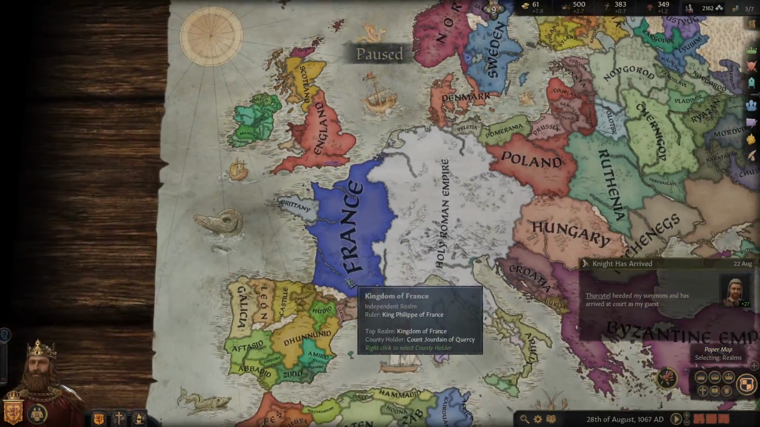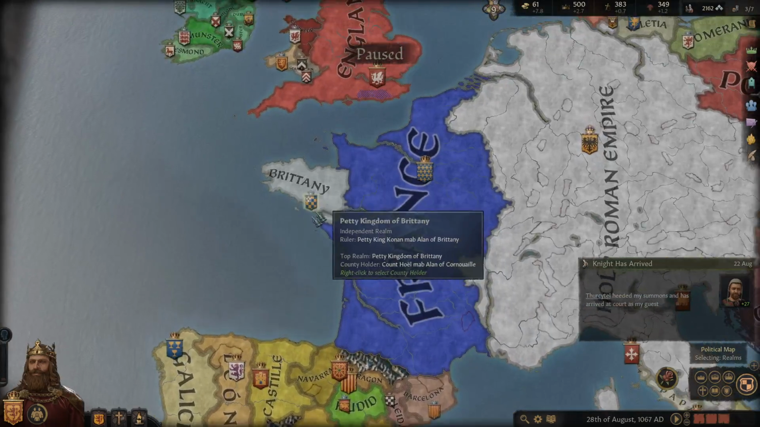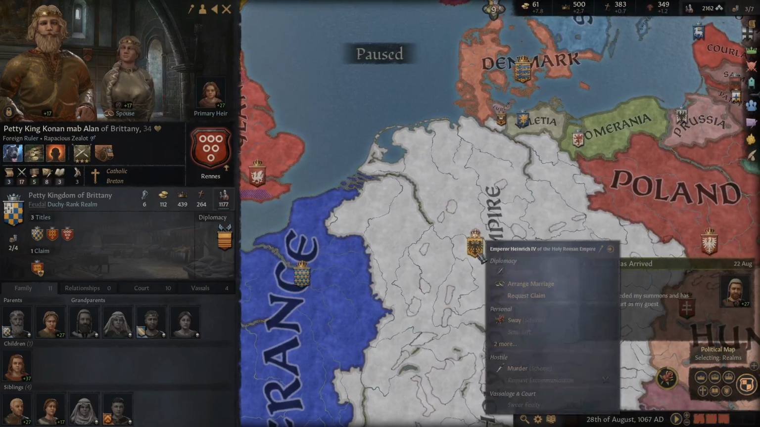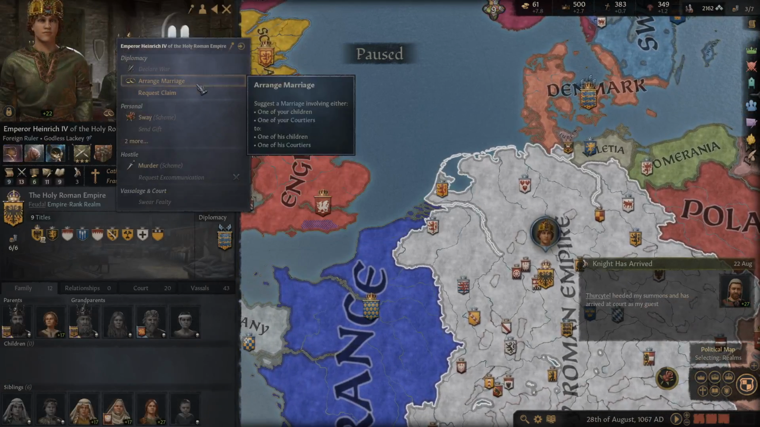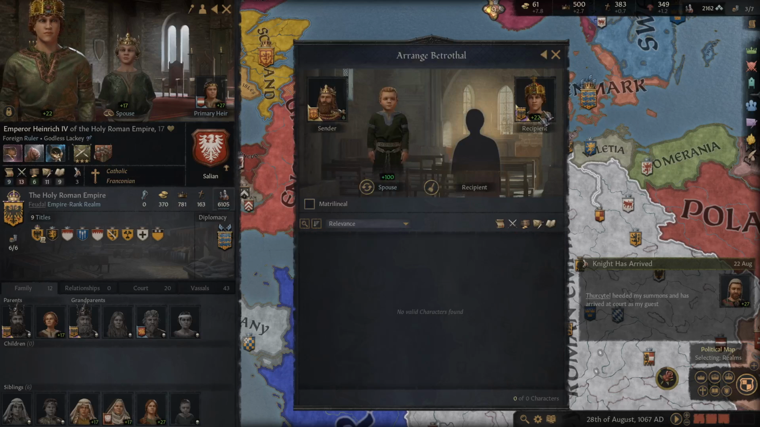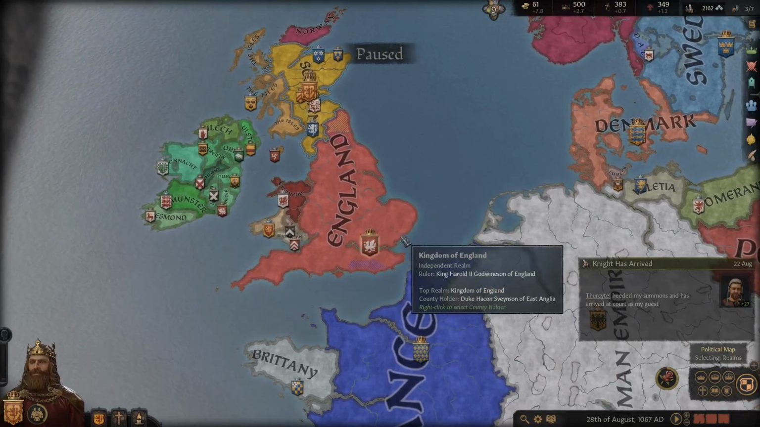I don't think it would be a good idea to get involved in the Spanish affairs. Maybe Brittany? How strong are they? Not particularly. Maybe if I'm really lucky I can somehow marry into the Holy Roman Empire. I doubt it, but nothing ventured, nothing gained. Yeah, there's nothing for me there.